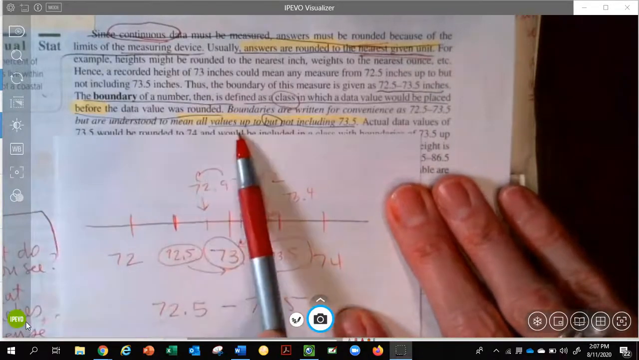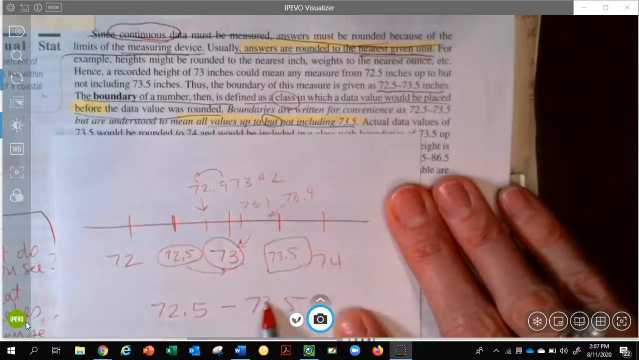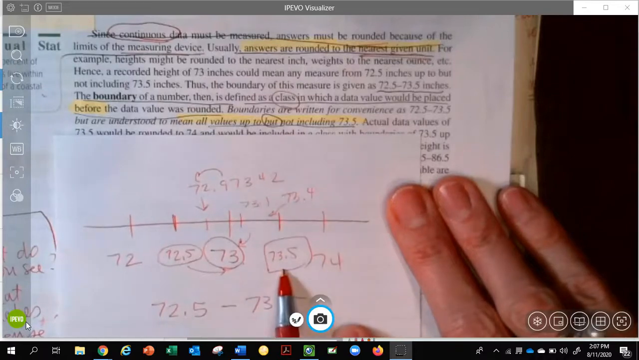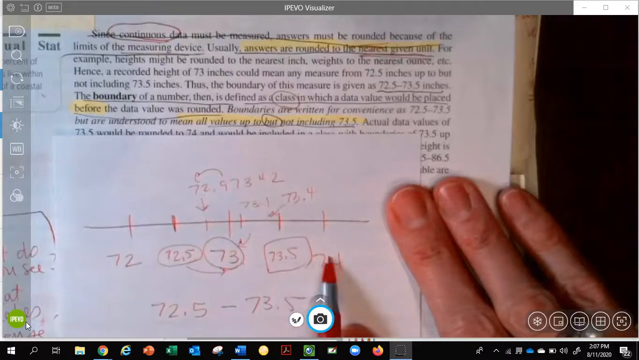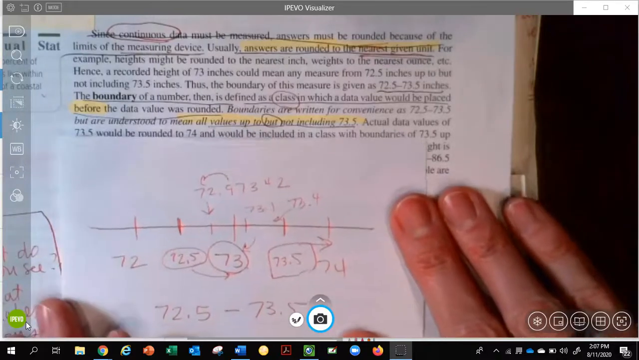It means all the values up to 73.5, but not including it, because once we get there, it kicks us over to the next class or boundary, which surrounds 74.